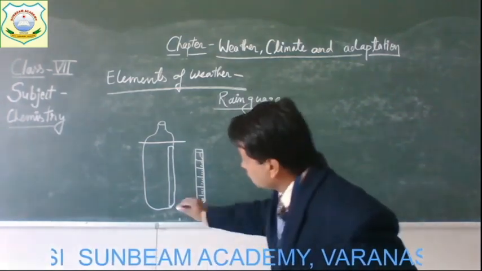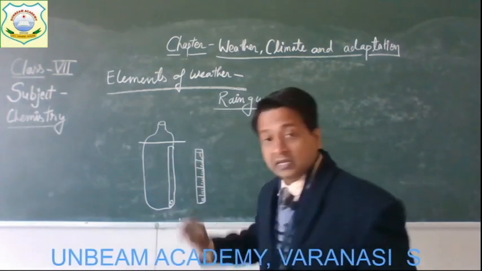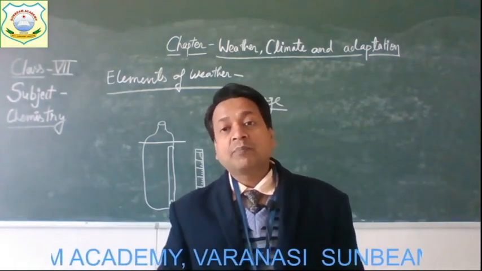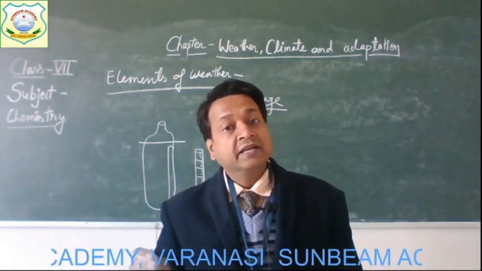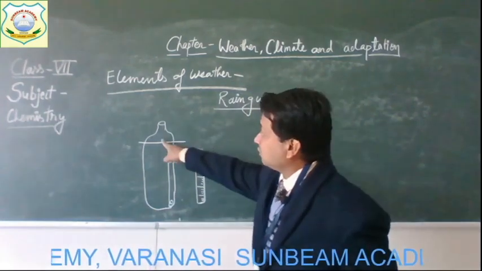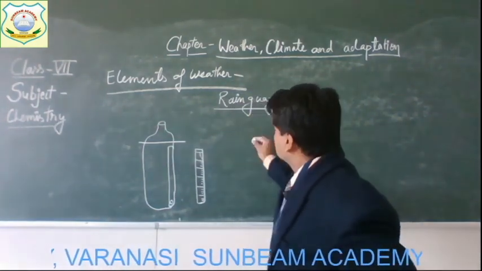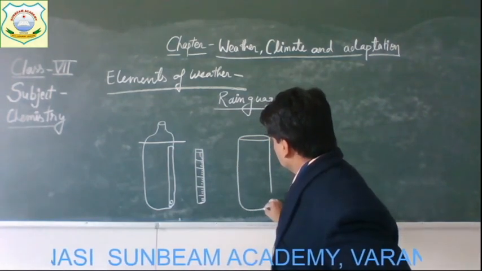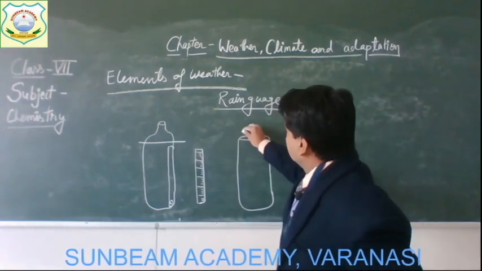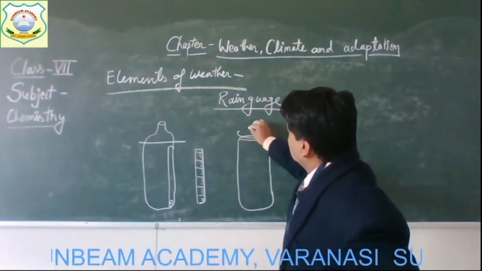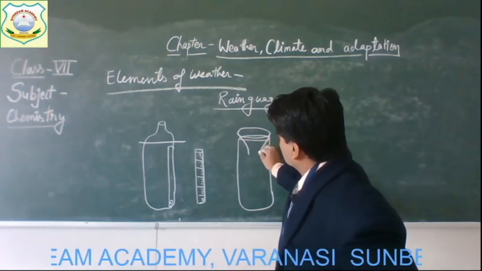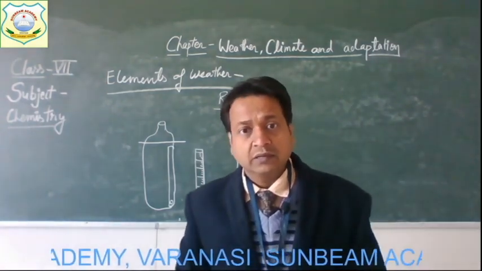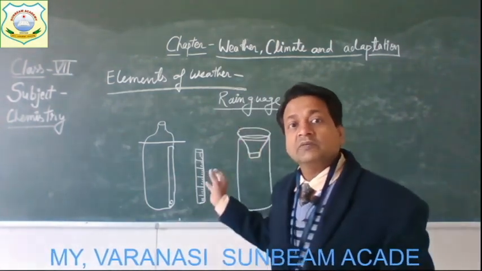Alright, where should the zero be? Here. It should be zero here. Get it? And invert the cut-off top portion of the bottle and keep it on the bottle. The portion which we have cut, invert it. This portion will get inverted and keep it here on the bottle. Alright children. So this is our rain gauge.